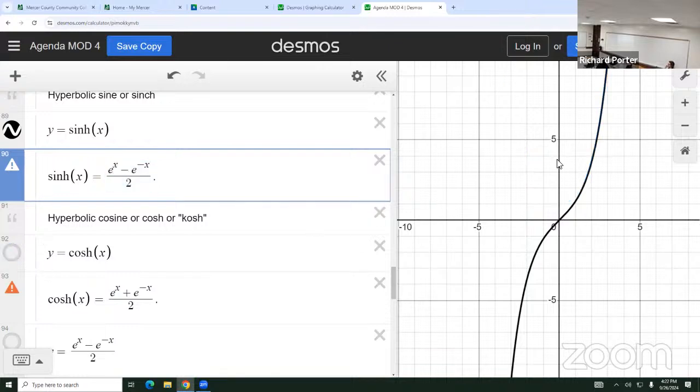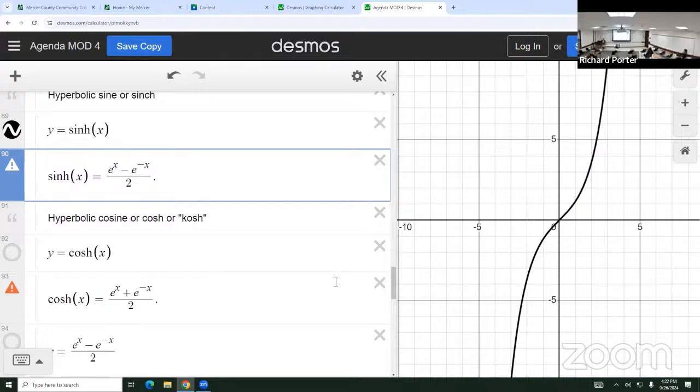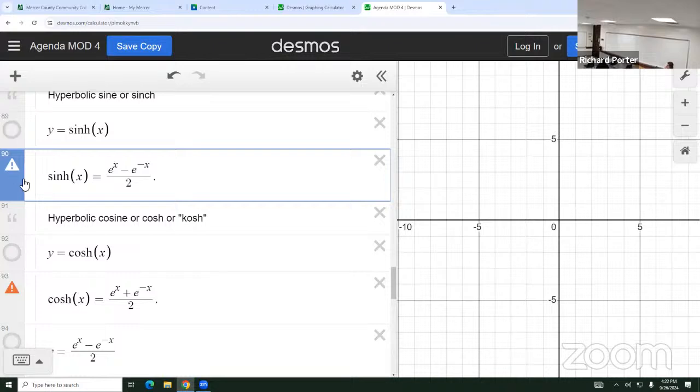That's what the hyperbolic sine looks like. The left side is kind of flipped. It's an odd function, by the way. I don't know if you remember odd and even functions from pre-calculus. It's an odd function like sine. Cosh is an even function, just like cosine is an even function. It's symmetric about the axis.